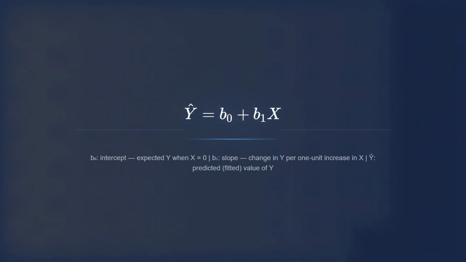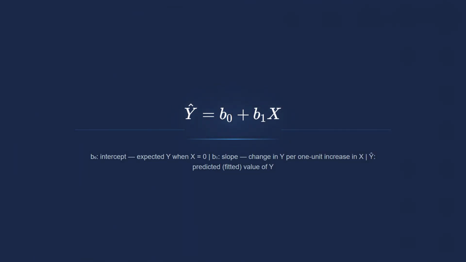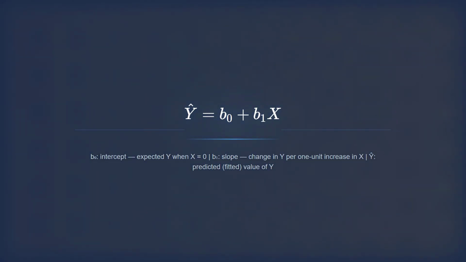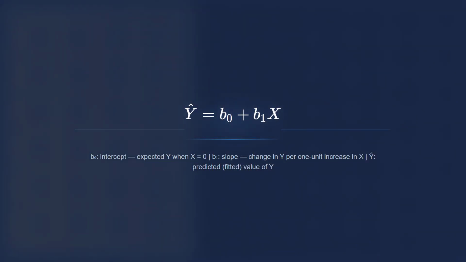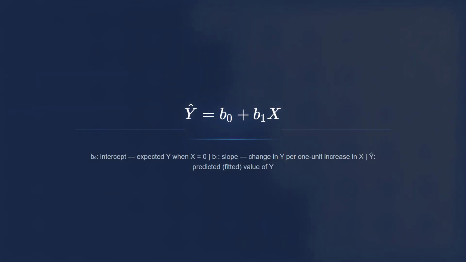The OLS regression line. Y hat equals b0 plus b1 times x. b0 is the intercept, the expected value of y when x equals 0. b1 is the slope, the expected change in y for a 1 unit increase in x. On the exam, you will be given b0 and b1 directly from the output table. You will not derive them, you will interpret them.